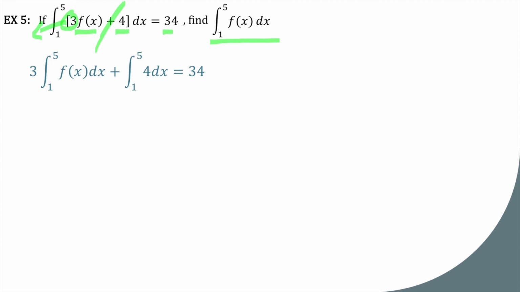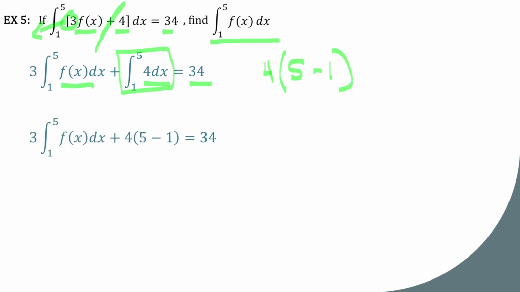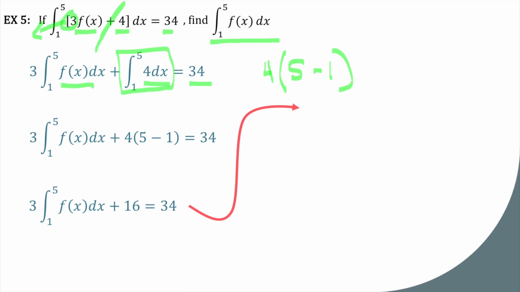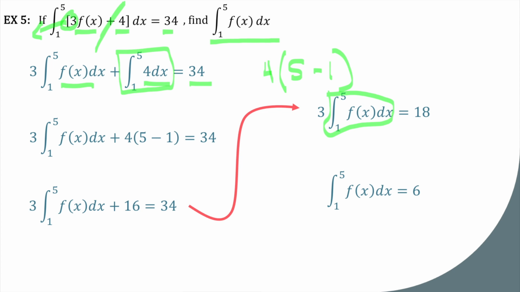3 times the integral from 1 to 5 of f of x dx plus the integral from 1 to 5 of 4 dx equals 34. This guy we can figure out. That's 4 times 5 minus 1. And then the other one, we'll just leave that for a second. 4 times 5 minus 1 is 16. Subtract 16 from both sides. I'm just trying to get this guy by himself. And we're almost there. We just divide both sides by 3, and there we go. The area under the curve of f of x dx is 6.